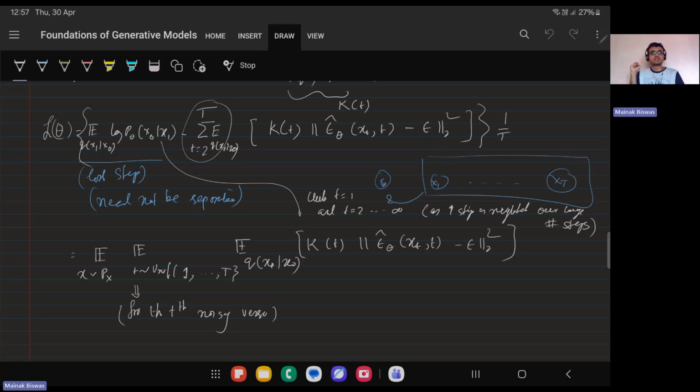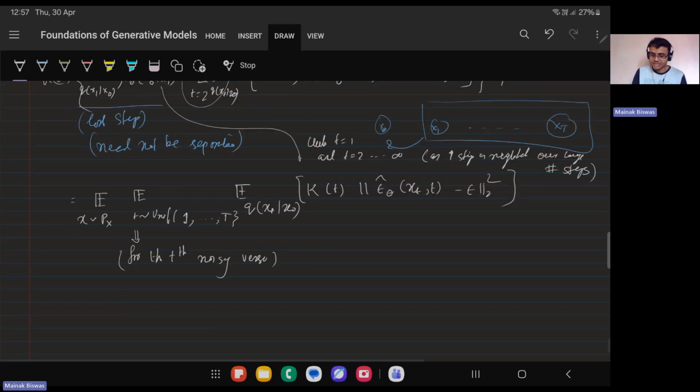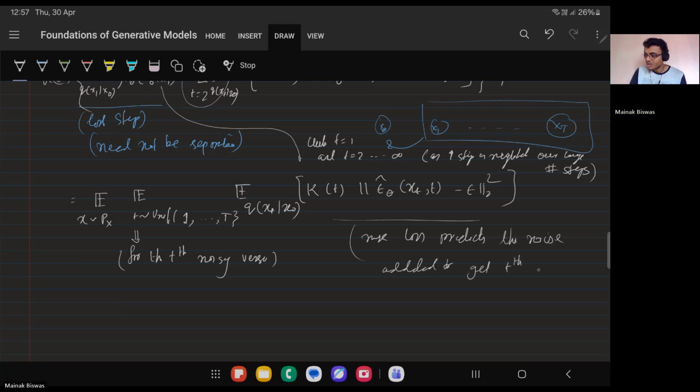Now what does this mean? Once you have this, it is just an MSE loss, an MSE loss predicting the noise added to get the tth noisy version of the data.